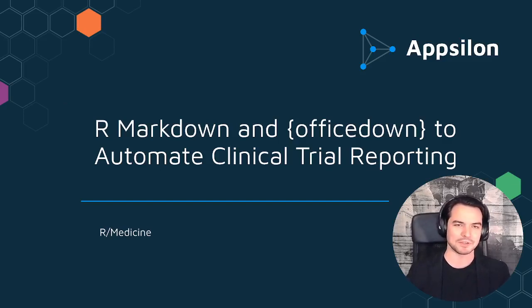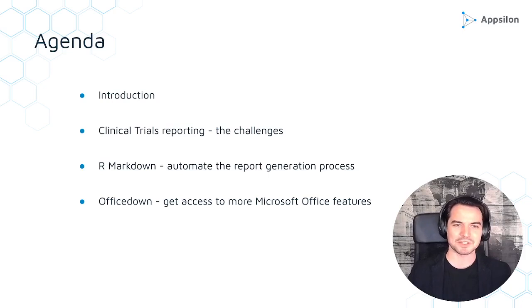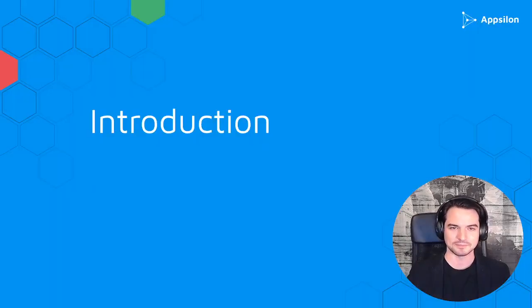In my presentation I'm going to talk to you about using R Markdown and officedown to automate clinical trial reporting. After a small introduction, I will talk to you about the challenges that we see different companies face when it comes to reporting for clinical trials. Then I will talk about using R Markdown to automate the reporting part, and we will dive a little bit deeper into what the key features of officedown are that you can use in your daily work.